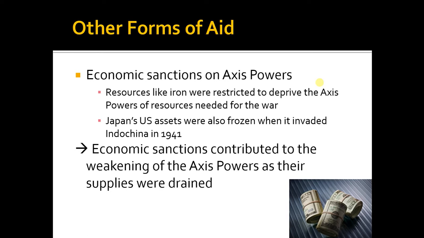And basically these economic sanctions were very important because they contributed to the weakening of the Axis powers, as the Axis powers saw their supplies increasingly drained. Countries like Germany, Japan, and Italy couldn't sustain the war effort because they didn't have an unlimited amount of supplies. So because of these economic sanctions, it really dealt a blow to the Axis powers.